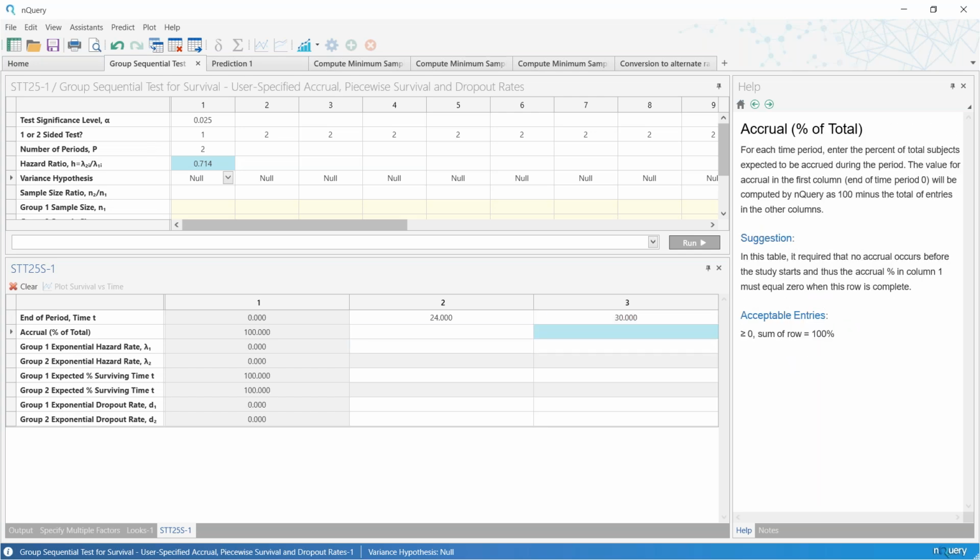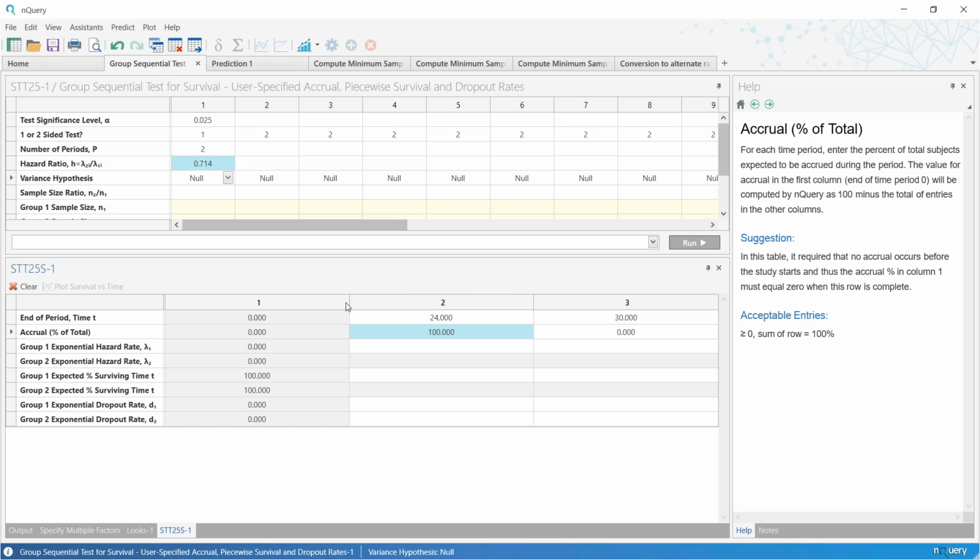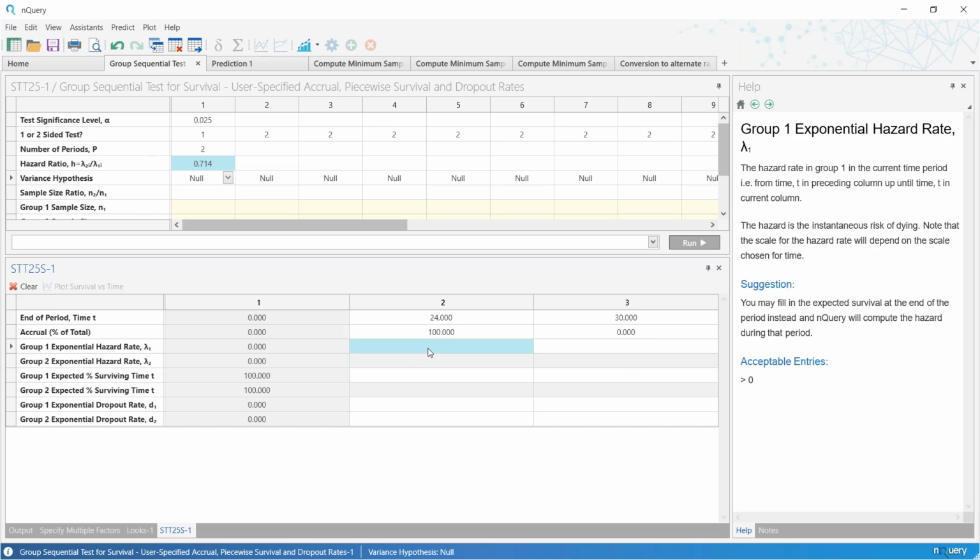And the only difference really between these two columns is that this is going to equal 100 for accrual percentage in column 2 and then 0 in column 3. So all we're specifying here is that we want 100% of the total recruitment to have happened between 0 and 24 months on a uniform basis, which is what we saw in the original sample size determination table. And then we want no more recruitment after 24 months up to 30 months, which is when the study is going to end. That's where we're planning to right censor the study.